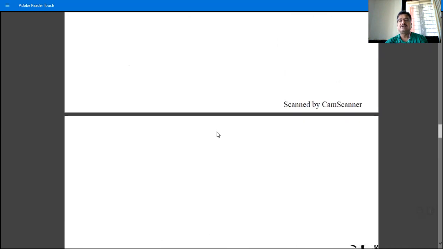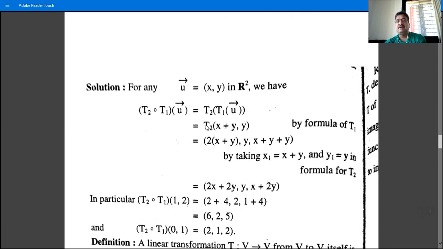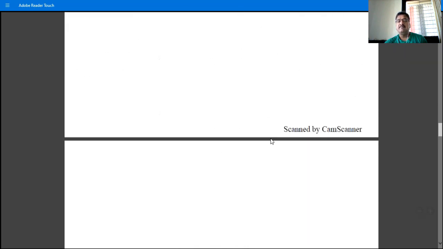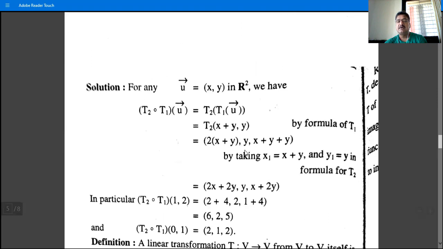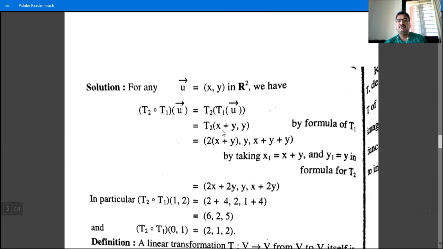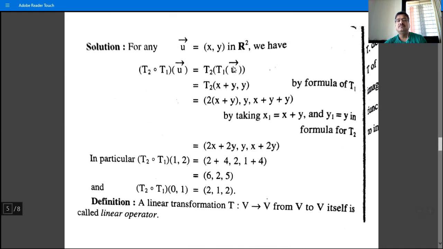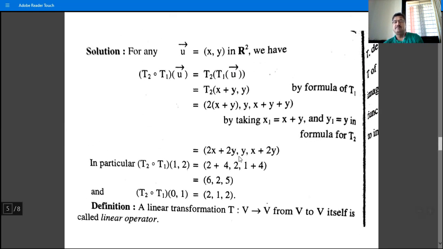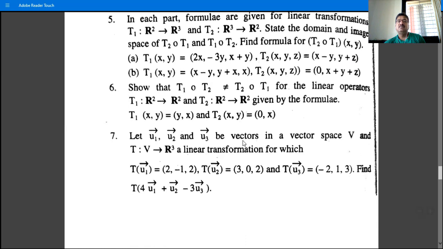Take u bar as a domain element of R square, as (x, y), and then by using the definition, T1 of u bar is (x plus y, y). And then T2 of this is what? T2 of (x1, y1) is (2x1, y1, x1 plus y1), that is 2 times (x plus y), then y, and the third component is the addition of these two, x plus y plus y. After simplification we have this. So these are the examples for homework.